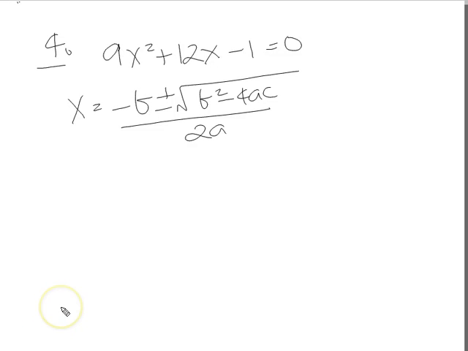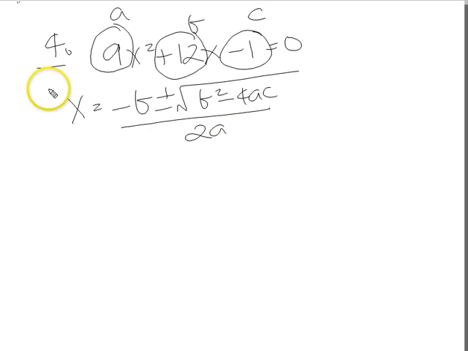Okay guys, let's have a look at this one. This number 4 then. We've got 9x squared plus 12x minus 1 equals 0. Everything's in the right position. So let's just circle the number of x squareds. That will be a. The number of x's will be b, won't it? And the constant term is the value c. Great, so that's the correspondence then.